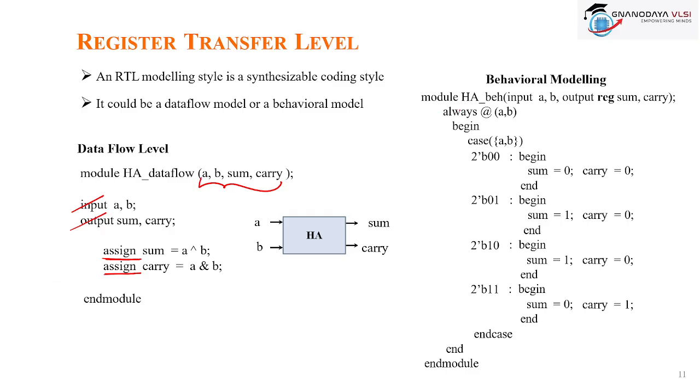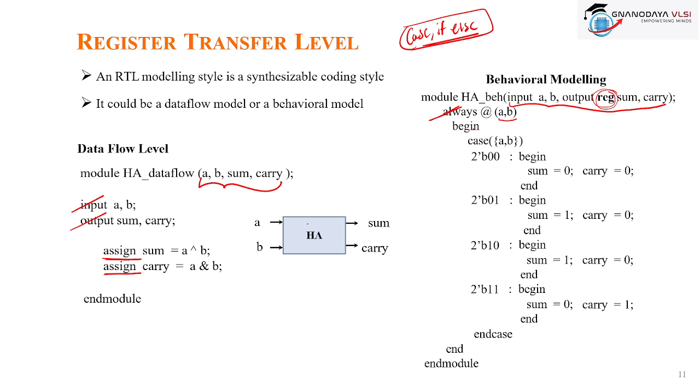Behavioral modeling means I can use case statements, if else statements. Okay, these are nothing but procedural statements. And I need to write them inside procedural blocks, so I need to use always. HA_behavior. Port list declaration I can declare within the bracket: input A, B. And remember, when you are using behavioral modeling, output should be reg data type. That data type I will tell you, don't worry. So always at the rate, this is the sensitivity list, begin, case A, B, 2'b00.